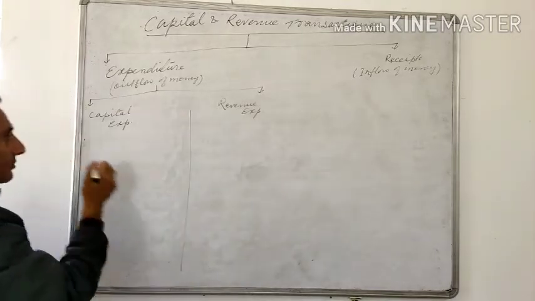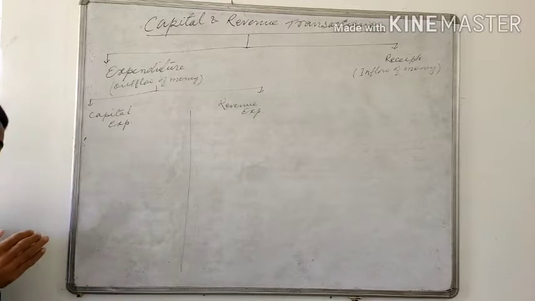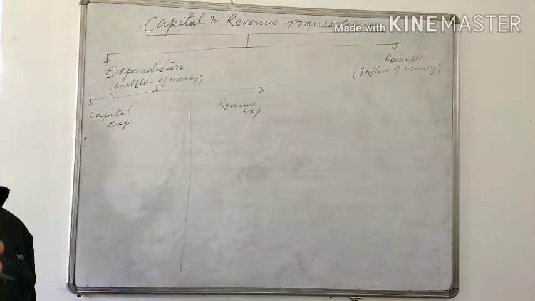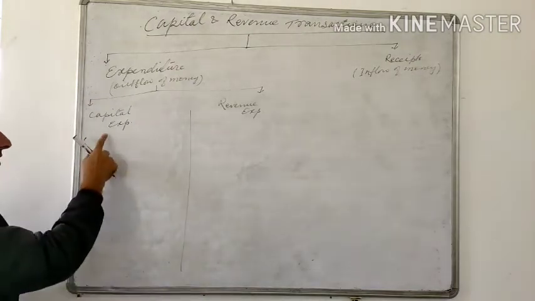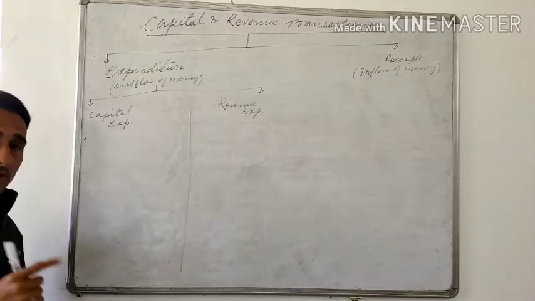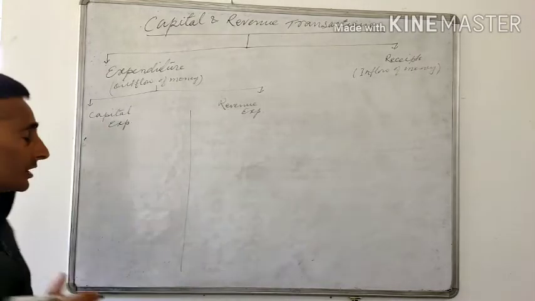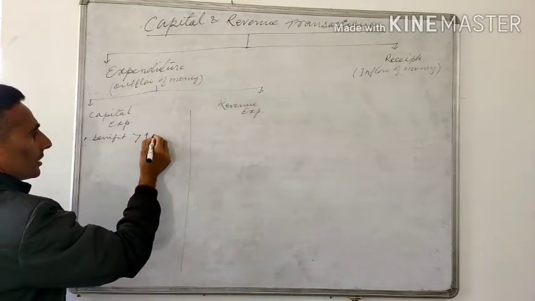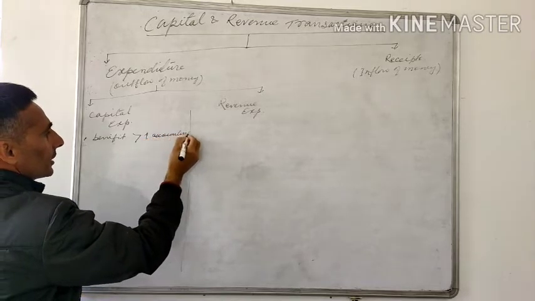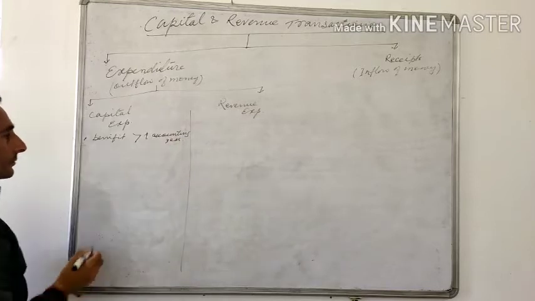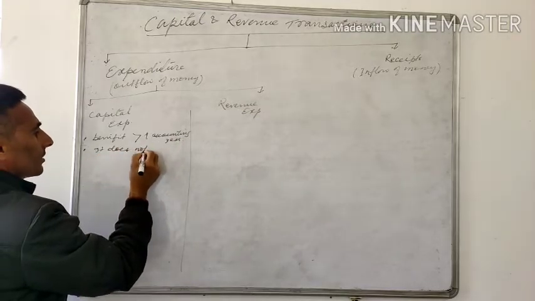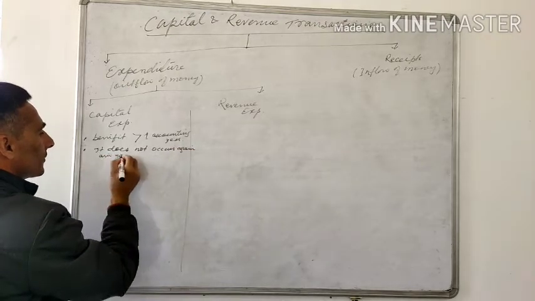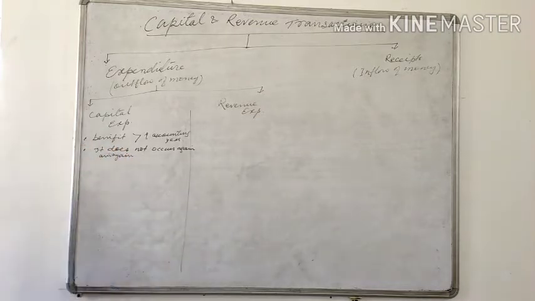Now let's understand the difference between the two. Capital expenditure are those expenditure the benefit of which is for more than one accounting year. That means the capital expenditure provides benefit for more than one accounting year. So here you will get long-term benefit. It does not occur again and again. That means it is one time, you can say.